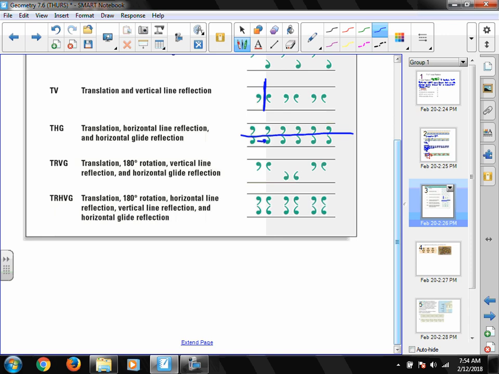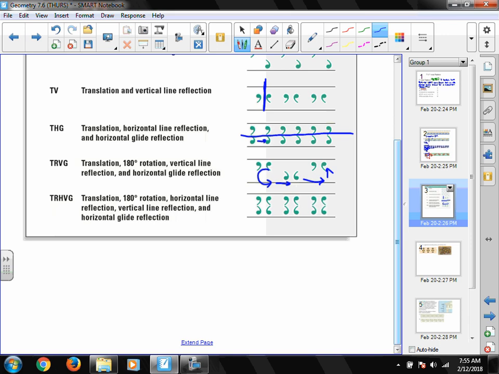So translation, 180-degree rotation, a vertical line reflection. So if I were to rotate this guy, I'm going to rotate it here. I'm going to move it over. Then I'm going to move it over and do my horizontal glide reflection. So I'm going to shift it horizontally and then reflect it. So there's a lot going on there.